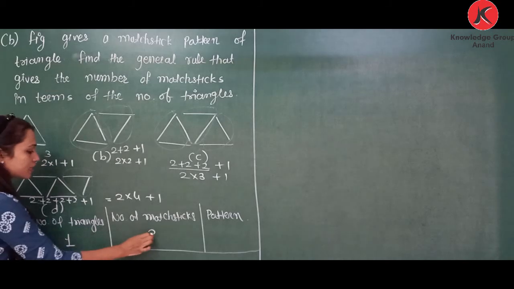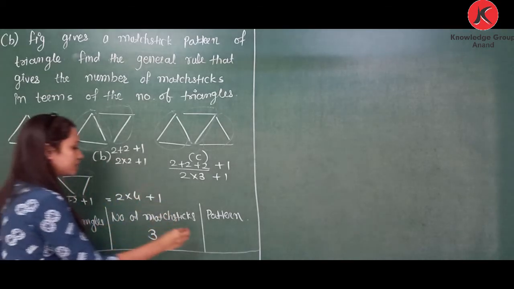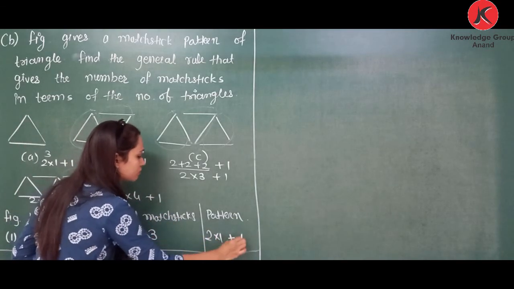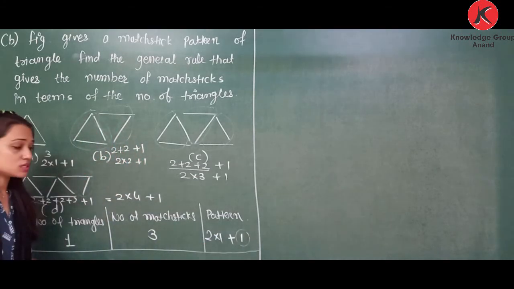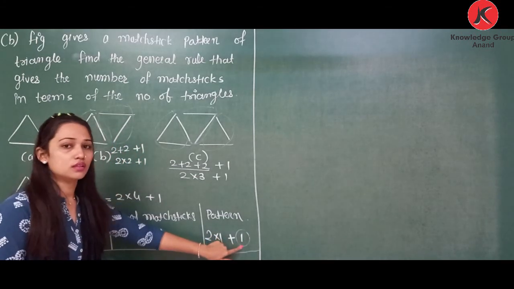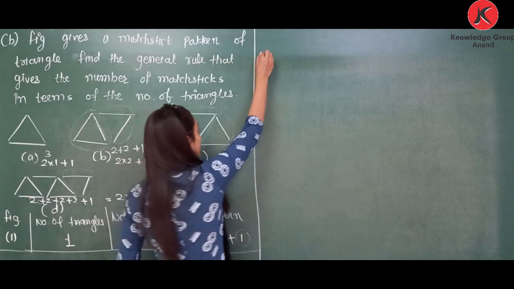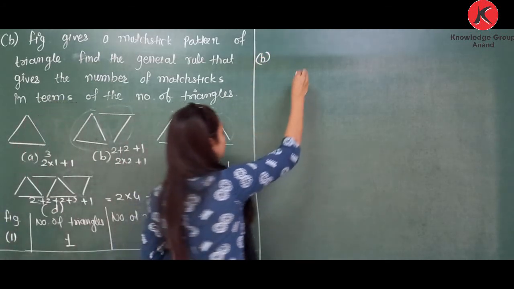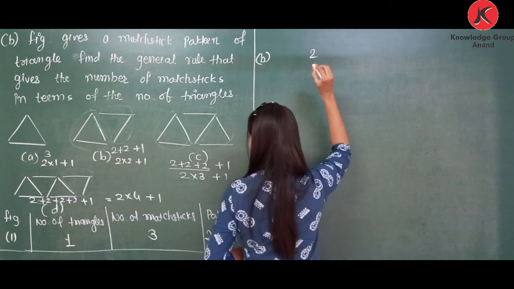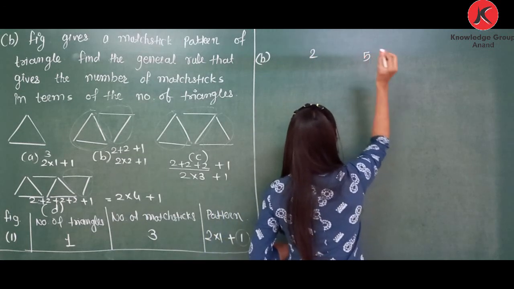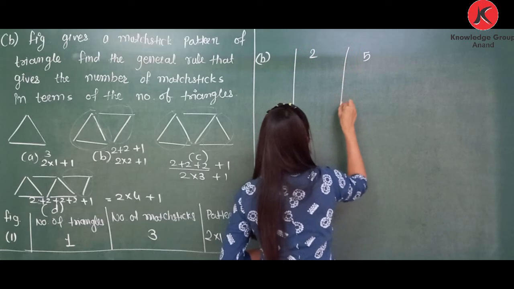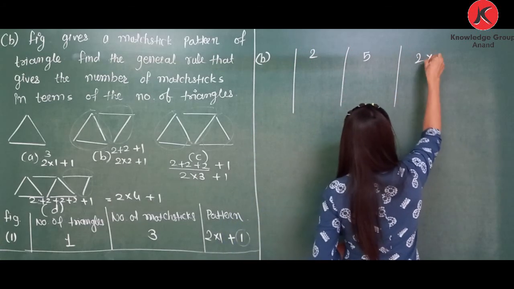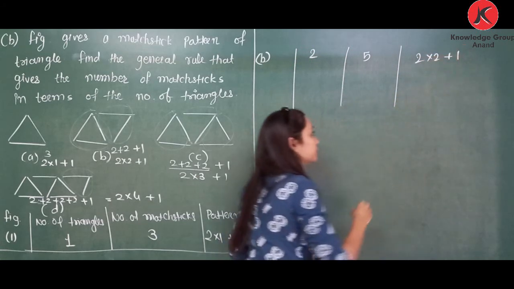So if we make a table like the previous one, for the first figure the number of triangles is 1, the number of matchsticks is 3, and we can find the pattern that 2 multiply 1 plus 1. What is this 1? It is a matchstick that we add at the end. Now for the second figure, 2 triangles are there, the number of matchsticks is 5, and we can write the rule that is 2 multiply 2 plus 1.